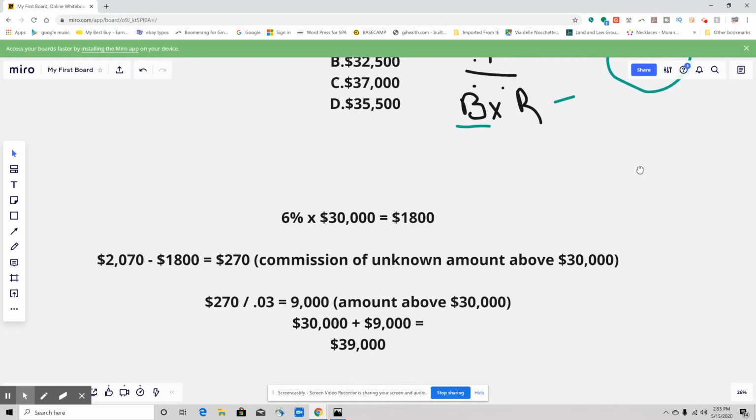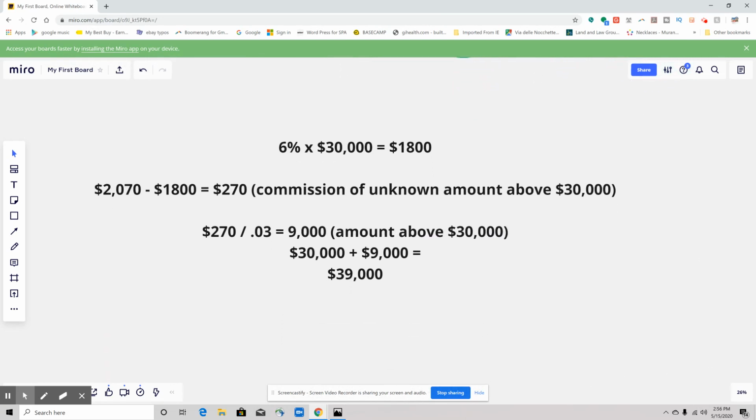So here's what we're going to do. We're going to utilize what we know as constants. And what we do know from what we've been given in this problem is that on the first 30,000, we're getting 6%. So we know that if we multiply those two numbers together, we get 1,800. So that we know because here's the thing. This is a simple part over the base times the rate, okay? This is a simple base and rate problem, because what you do is you just multiply those two together and you get the part.